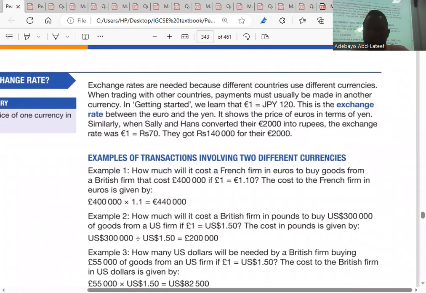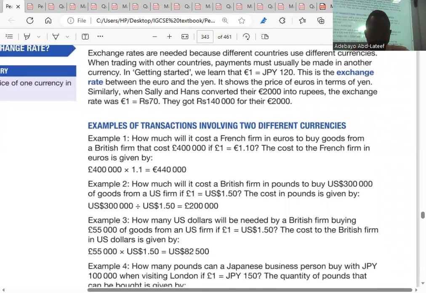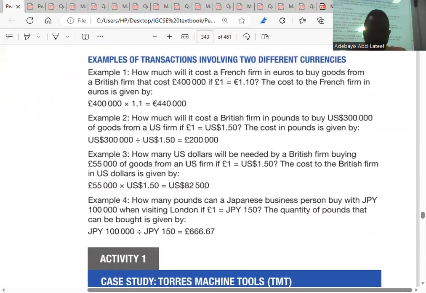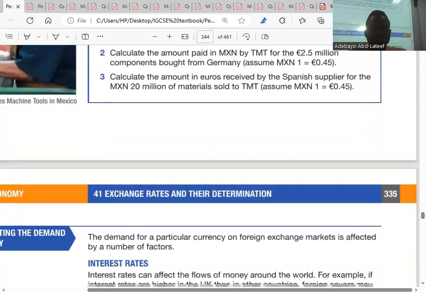Okay. When trading with other countries, payments must usually be made in another currency. In getting started, we learned about €1 to the Japanese yen of 120. This is an exchange rate between the euro and the yen. It shows the price of euros in terms of yen. Let's forget about the stories here. Let's just go down.